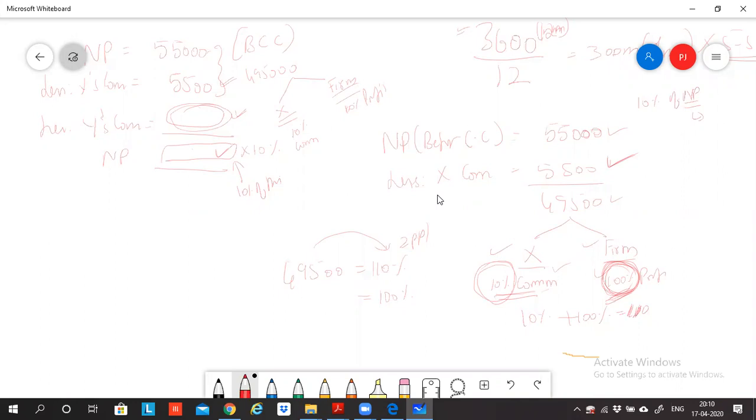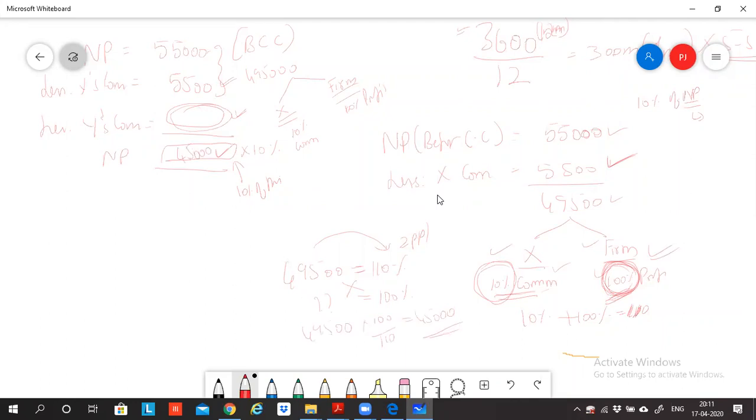So this 49,500 belongs to two people. So this 49,500 is equal to 110%. If this is equal to 110%, then what is equal to 100%? I need to do a cross multiplication. If I do a cross multiplication, I'll get 49,500 into 100 divided by 110. I'll get 45,000 rupees as the net profit. This 45,000 is this portion, 45,000.